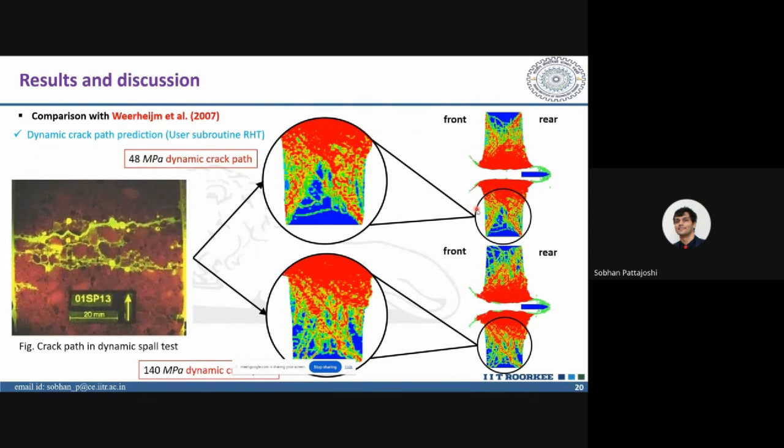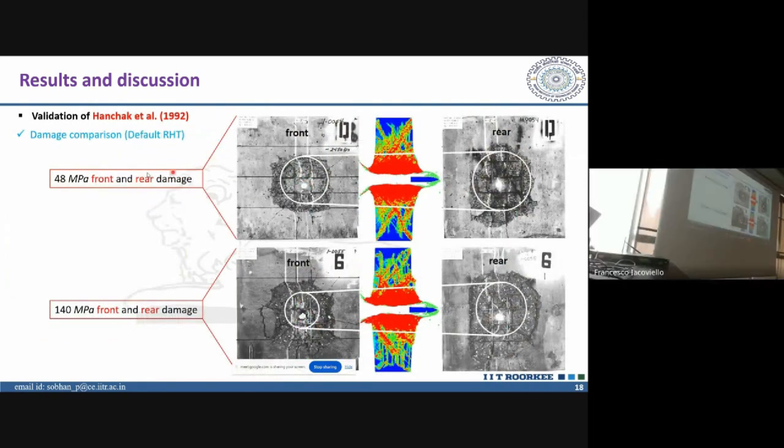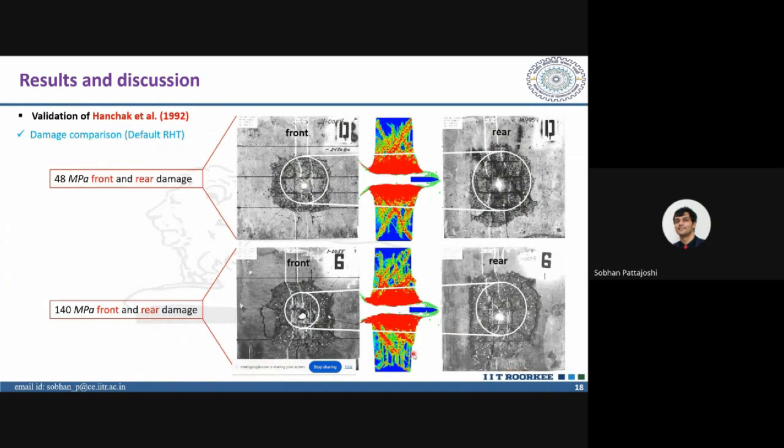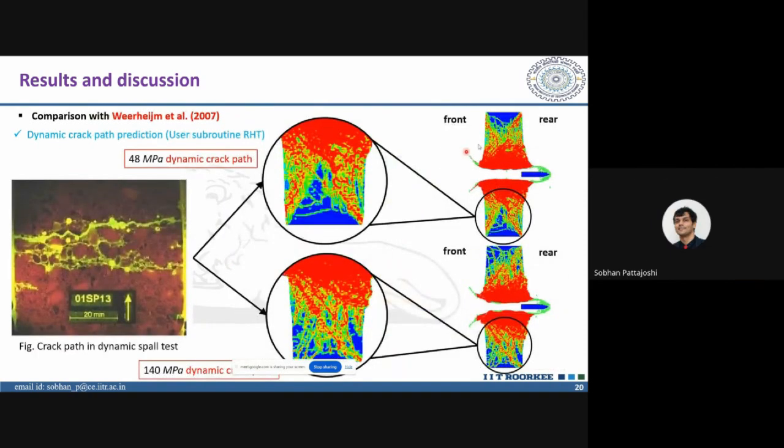If you observe the numerical simulations that we performed through the user subroutine, here also we see similar behavior, that the dynamic crack path is continuously changing. That is dynamic. That is not at all straight. If we go to the default damage in the RST, for the 140 MPa, here it is completely straight. This should not be the case. Here some part is straight. In the 48 MPa, it is somewhat okay, we can say. But in the subroutine part, it is totally improved. The dynamic crack path is totally improved.